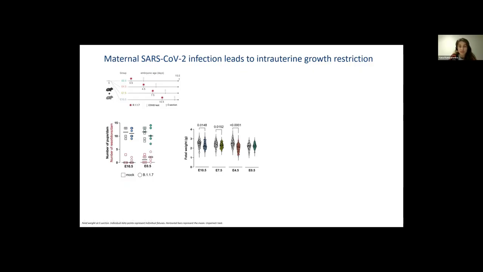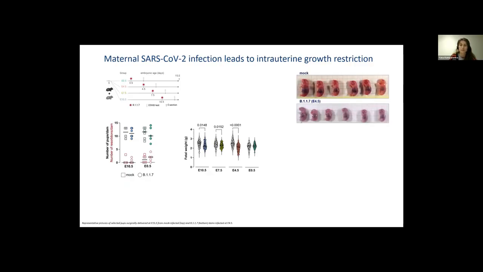But interestingly, with infection at early time points when the placenta is not yet formed, we see, especially here in orange with the E4, that the pups were significantly smaller than the non-infected counterparts. And we see the biggest effect especially at this time point. Here is a representative image of the pups. You see the mock, the non-infected ones, and the infection at E4. All were sacrificed at E15, so at the end of the pregnancy.